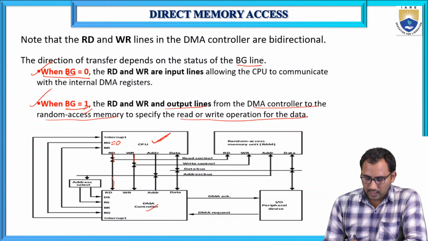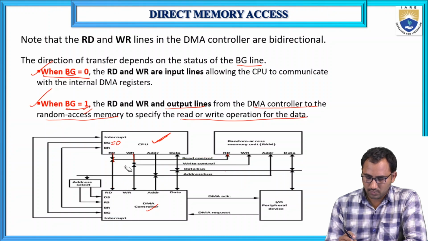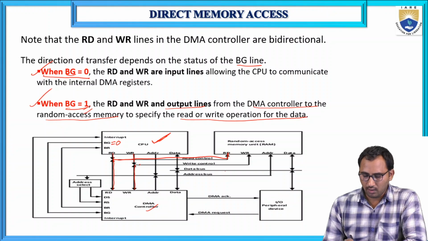So the read and write lines will act as output lines. That means the read signal of the DMA controller will be connected to the read signal of the memory. Similarly, the write signal of the DMA controller will be connected to the write signal of the memory, so that the memory and the DMA controller can communicate with each other.